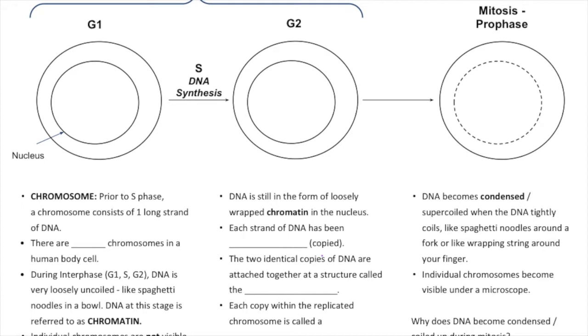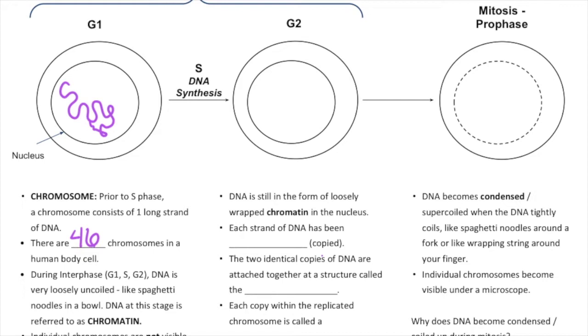So reading through the text, it says a chromosome. Prior to S phase, a chromosome consists of one long strand of DNA. You've learned about how DNA is a double helix structure and how it contains all of your genetic information. And if we were to illustrate what this strand of DNA looks like in a cell at the beginning of G1, it is very loose and uncoiled. It kind of looks like spaghetti noodles in a bowl. So you've got long strands of DNA. And in a human cell, in the cells of your body, there are 46 of these. So I illustrated one there, but there are 46 total chromosomes in a human body cell.